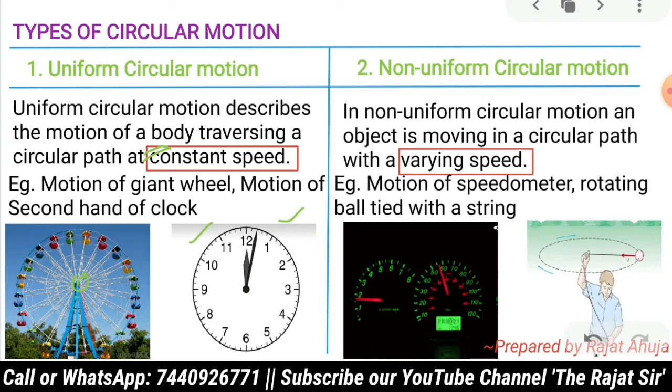Then what about the non-uniform circular motion? It is when an object moves in a circular path with varying speed. One example is the speedometer. You might have seen in your car, on the vehicle or bike, there is a speedometer, and it has a needle which shows the deflection. That needle moves in the circular path with varying speed, increasing and decreasing. So that sort of motion is called the non-uniform circular motion because it is following the circular path only.